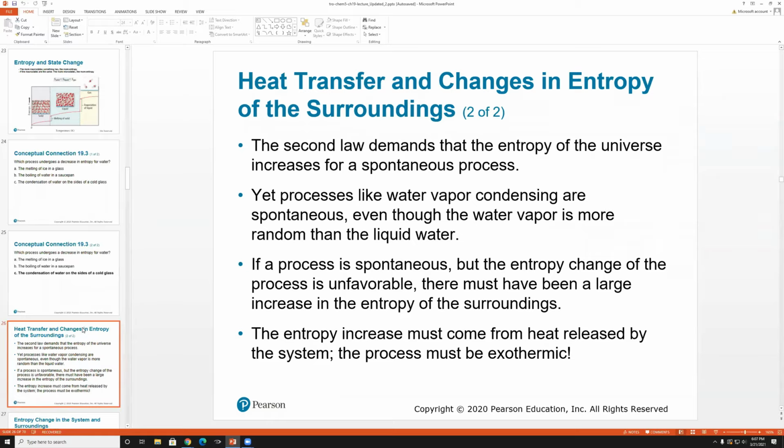Also, we want to talk about another thing, the second law. Again, just to reiterate, second law, entropy increases for any spontaneous reaction. Got it. Disorder of the universe increases with every spontaneous reaction. Remember that.